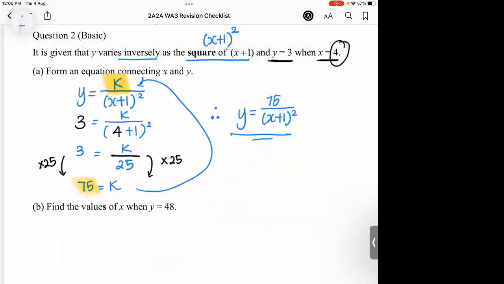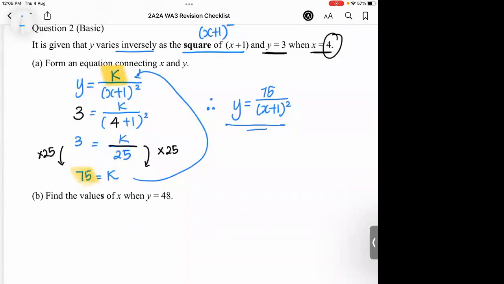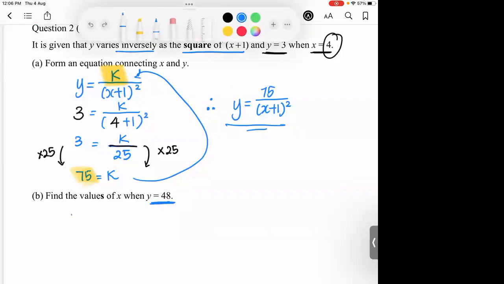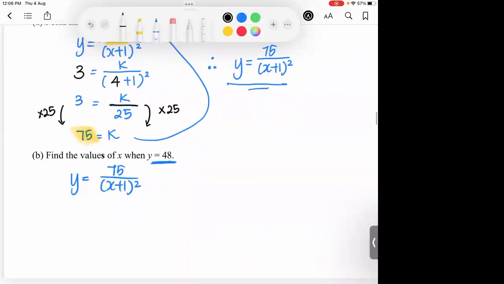Next part, part B. Now I found the equation already. I have to use it to find the value when y equals 48. Wait, let me write the equation first. Okay, y now changes to what number? Y changes to the number 48, equals 75 over x plus 1 whole thing squared.